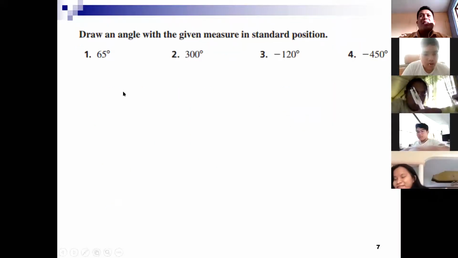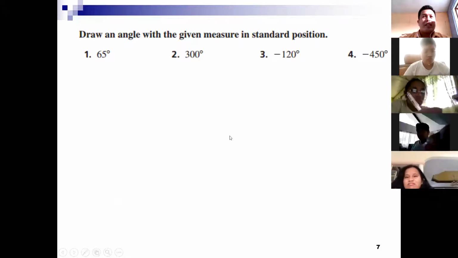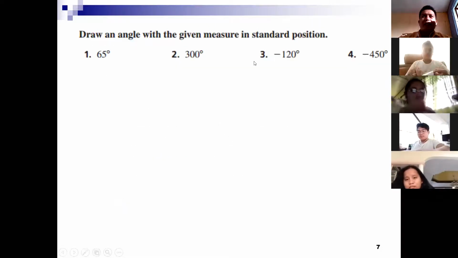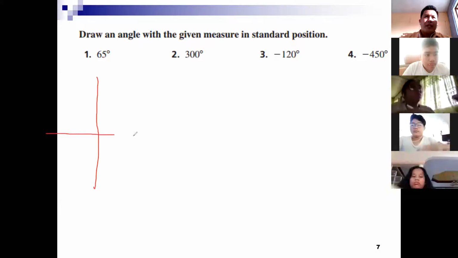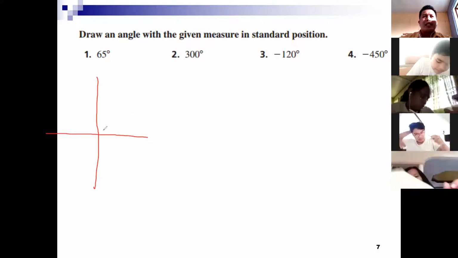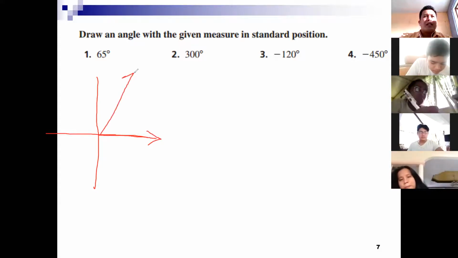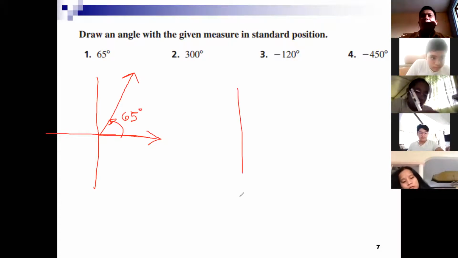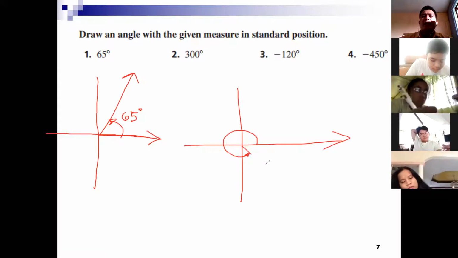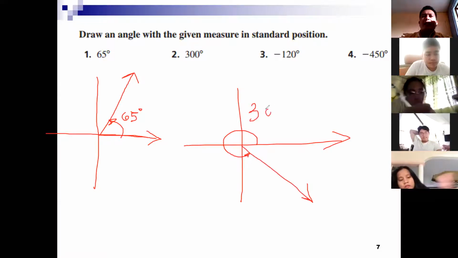Let's try to draw the angles in standard position. To start off, we have 65 degrees. I will draw it here. So 65 degrees is like this one. From the positive abscissa, turns counterclockwise direction, so that is 65 degrees. Number 2, from the positive abscissa, turns counterclockwise direction, so this is 300 degrees.